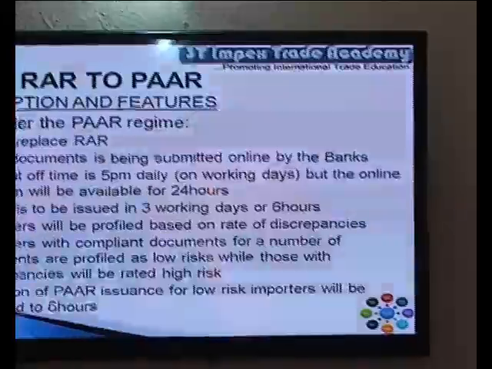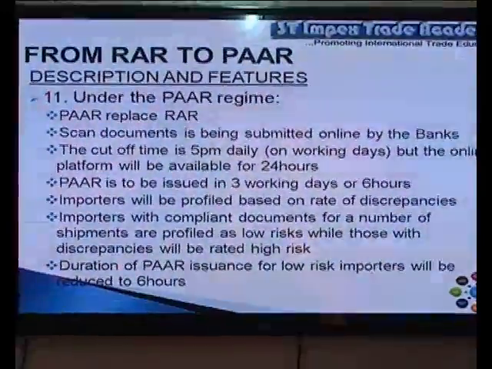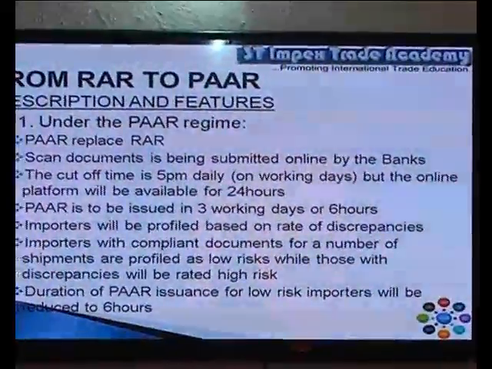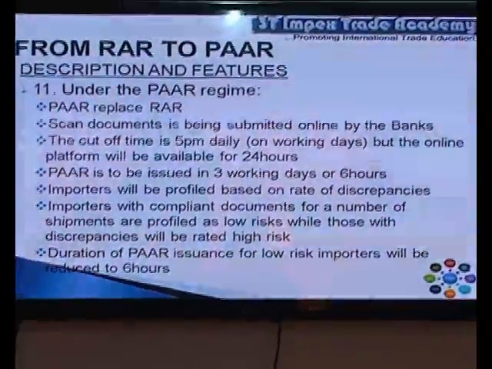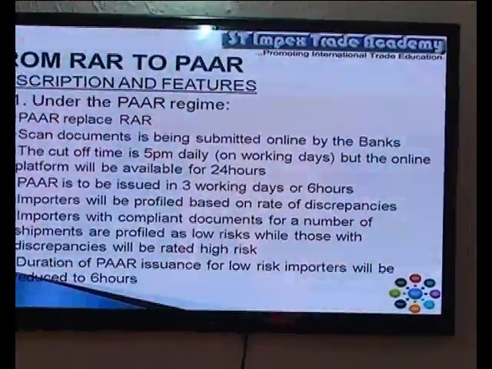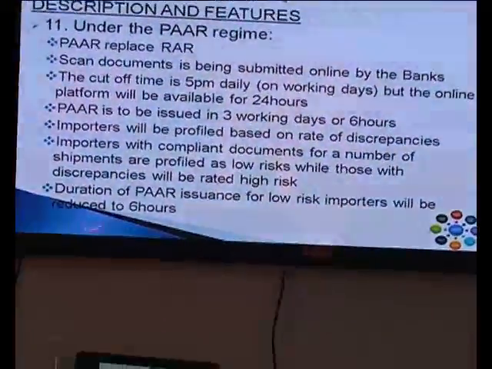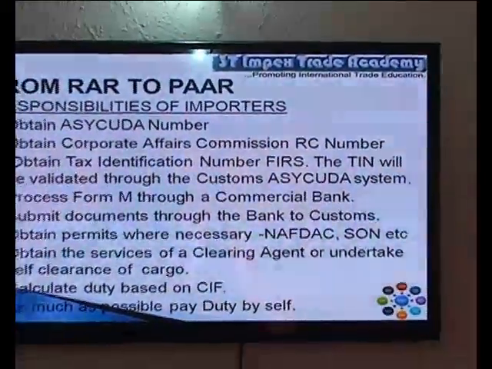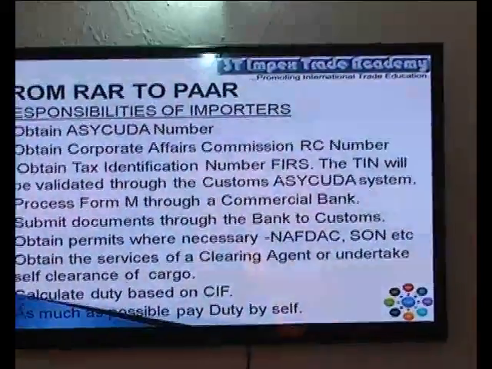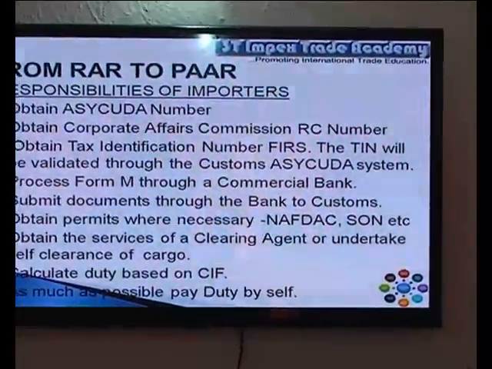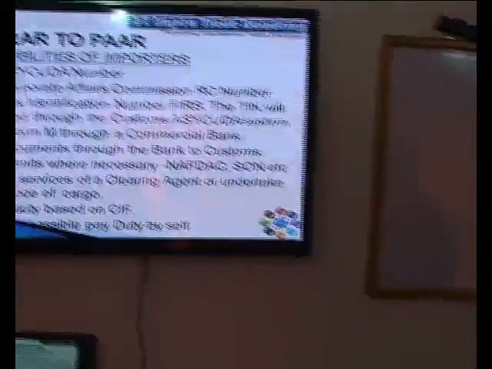Importers will be profiled based on the rate of discrepancies. Importers with compliant documents for a number of shipments will be profiled as low risk, while those with discrepancies will be rated as high risk. The duration of issuance of PA is supposed to be as low as 6 hours. So what is the responsibility under the PA of the importer? The importer obtains an Asikuda number. Can anybody remember Asikuda? What is Asikuda?